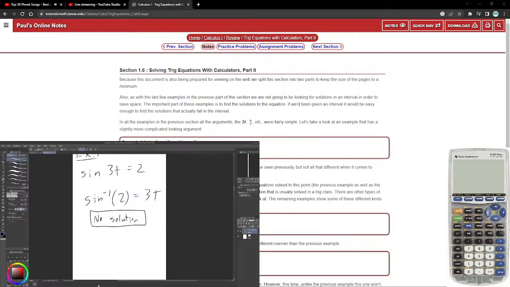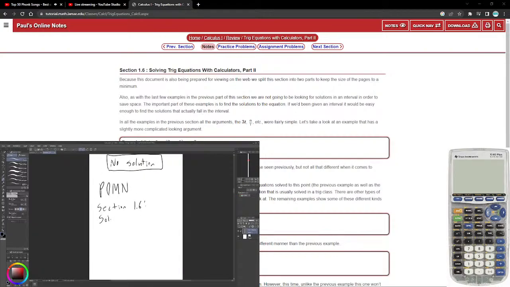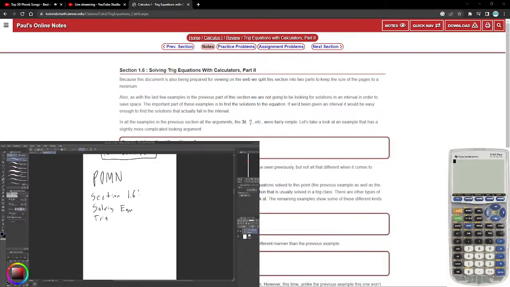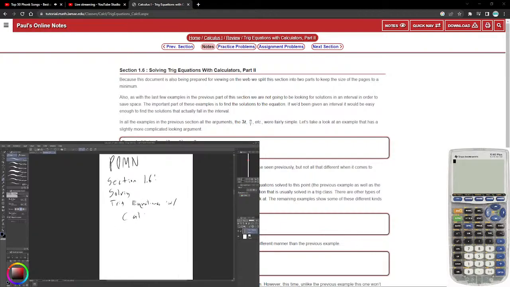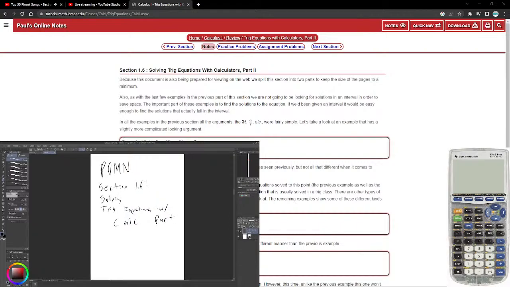So 1.6. Paul's Online Math Notes, section 1.6, Solving Trig Equations with Calc, part 2. This looks terrible, actually. Can't really read that, but it's fine.